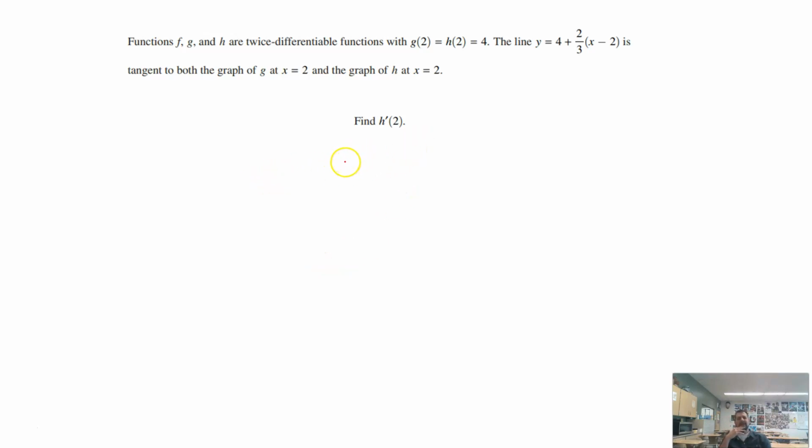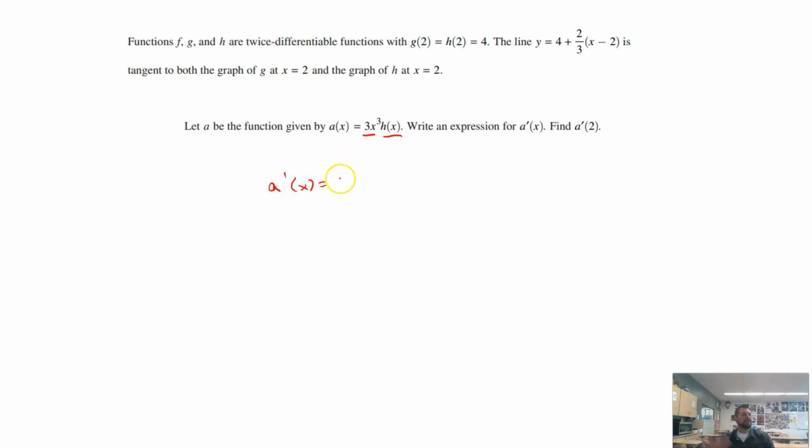So h prime of 2, we actually know that one already because we just talked about it. When we take the derivative and we plug in 2, we get 2/3. So that's it for letter A. That one was pretty easy. Letter B says we've got this function 3x to the third times h of x, and I want to find a prime of x and then find a prime of 2.